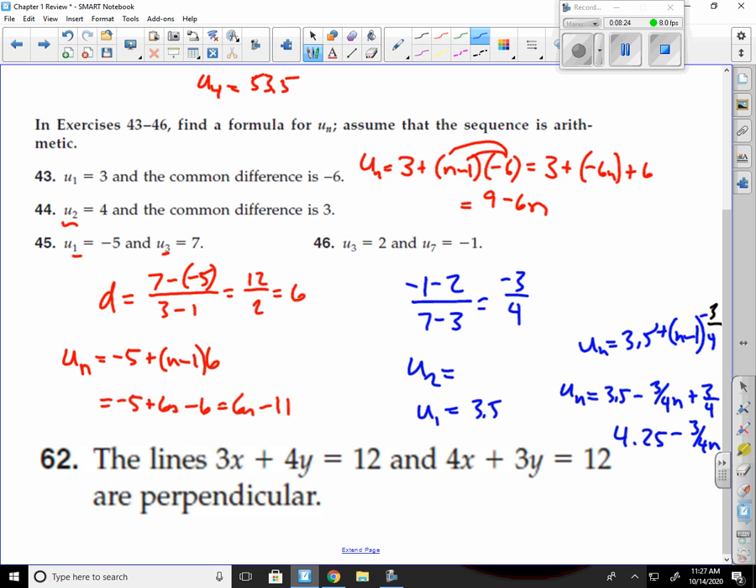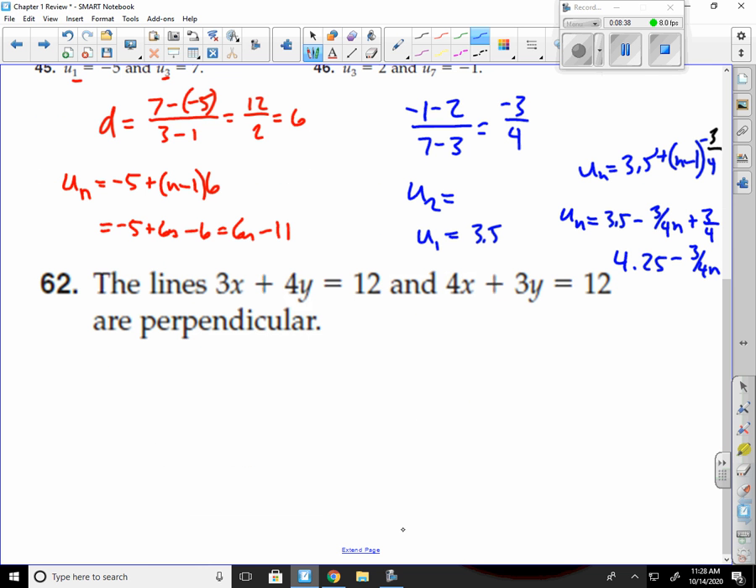Okay, the lines 3x plus 4y equals 12 and 4x plus 3y equals 12 are perpendicular. We're just going to state whether this is a true or a false claim. Only way to do this is to put it in slope-intercept form and see what we get. I'm sure there's another way, but divide by 4, I get negative 3/4 x plus 3.